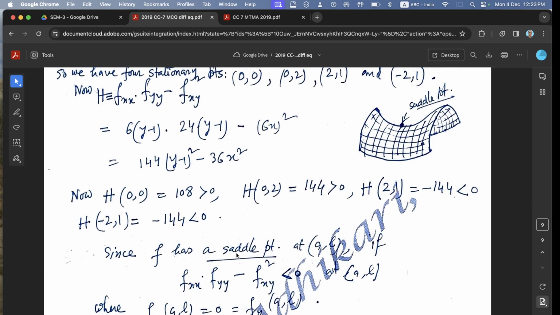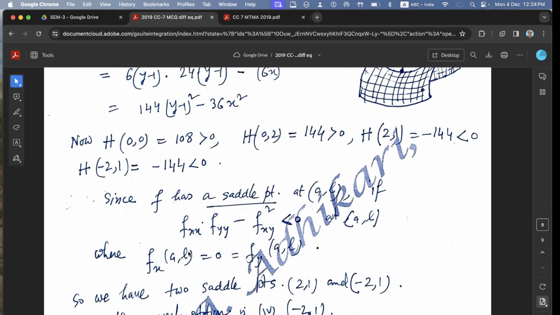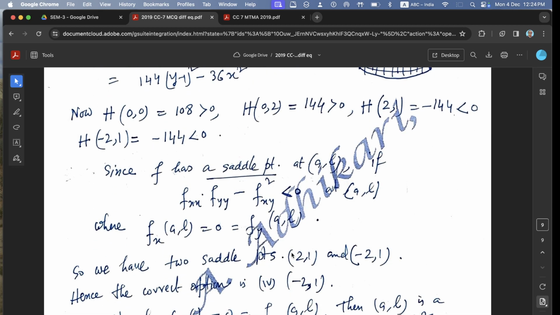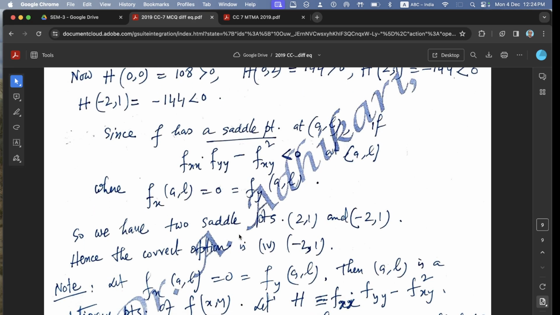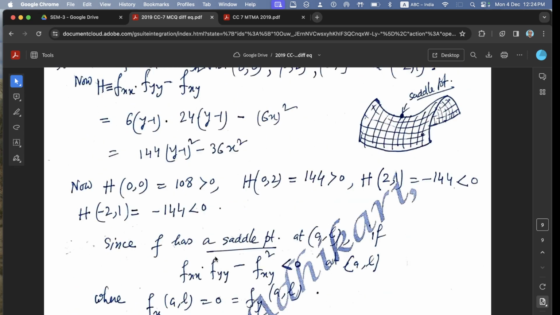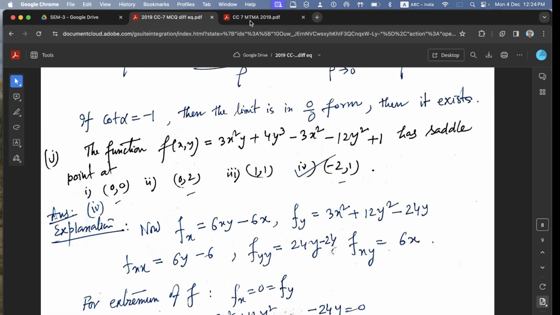Since f has a saddle point at (a, b) if fxx into fyy minus fxy square is negative at the point (a, b), where fx(a, b) equals 0 equals fy(a, b). So we have two saddle points here, (2, 1) and (minus 2, 1). Hence the correct option is (minus 2, 1), because (2, 1) is not given there. So the correct option is 4, (minus 2, 1).